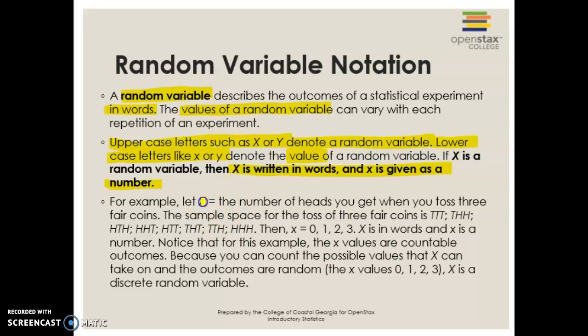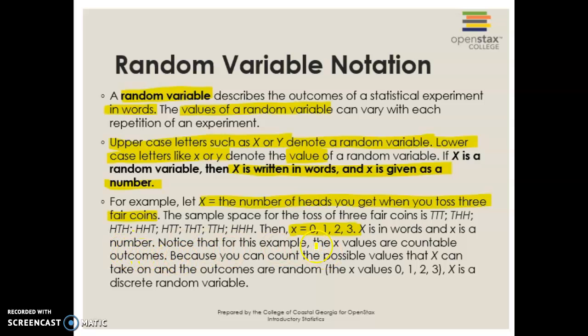For example, let X equal the number of heads you get when you toss 3 fair coins. The sample space for the toss of 3 fair coins is tails, tails, tails, and so on. So you can have 0 heads, 1 head, which is here or here, 2 heads, here, here, here, or 3 heads right there. So these are your values, the little x, and X is the number of heads you get when you toss 3 fair coins, in words.